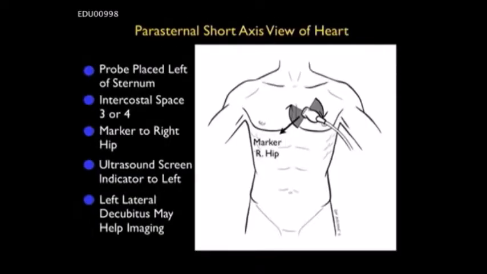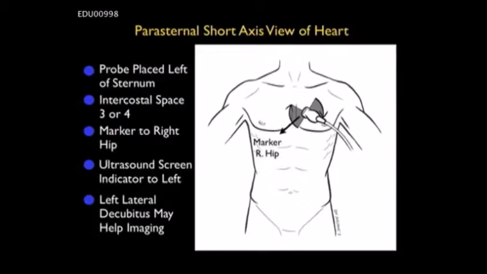Let's move on to discuss the parasternal short axis view of the heart. A pearl here is not to take the probe off of the chest once you've obtained the parasternal long axis view of the heart. Simply rotate the probe 90 degrees clockwise, so now the indicator dot on the probe is down towards the patient's right hip.